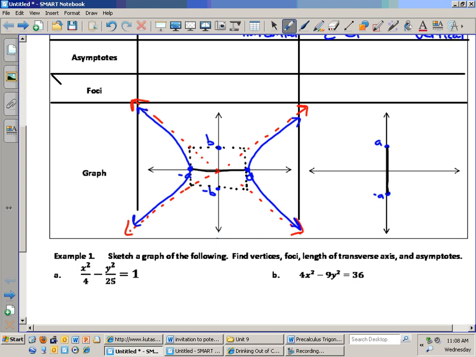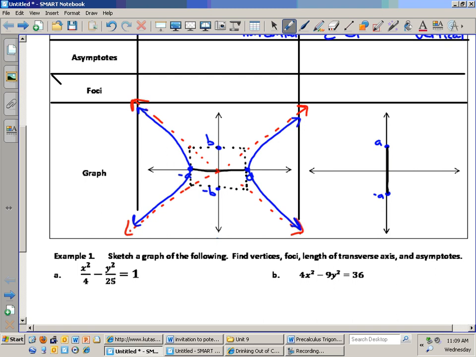So, kind of like when we graphed secant and cosecant a while ago, we got all sorts of different shapes. So, in this scenario, we have a lot of other stuff on the graph. The only thing that's actually part of the graph is the blue curves. That's it.